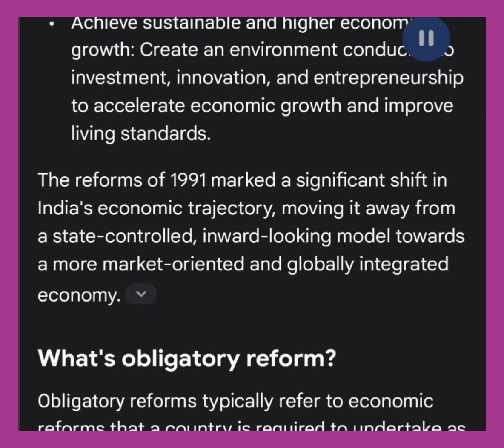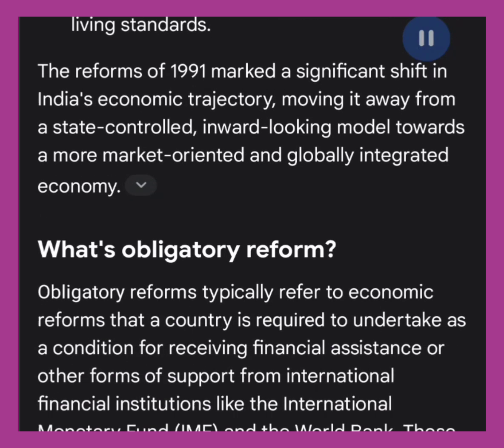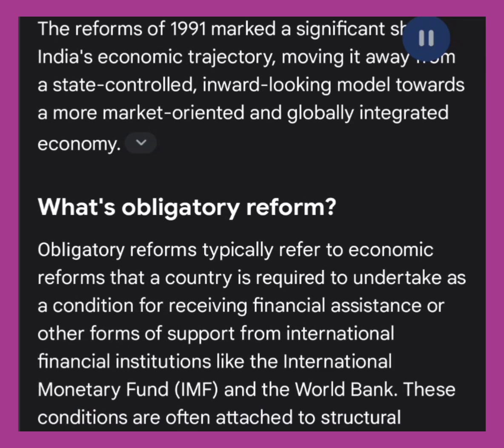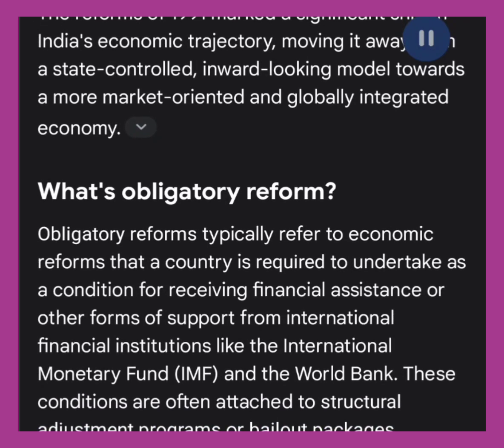The reforms of 1991 marked a significant shift in India's economic trajectory, moving it away from a state-controlled, inward-looking model towards a more market-oriented and globally integrated economy.